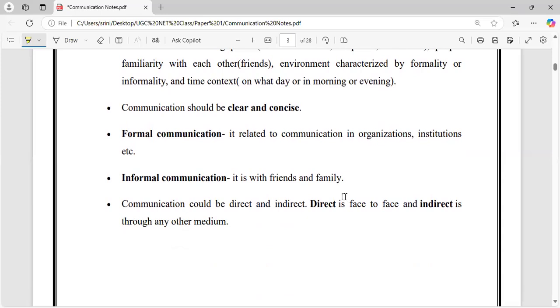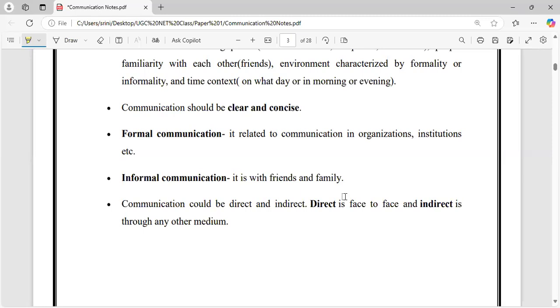Formal communication relates to organizations and institutions, either internal communication in the organization or external communication. For example, a circular made in an institution is internal, and an advertisement made by the institution is external communication. A memo is an internal one, or a promotional video is for external communication. Like that. And then informal communication is with friends, families, and colleagues.